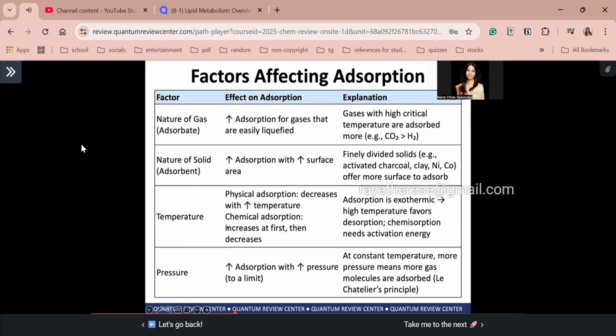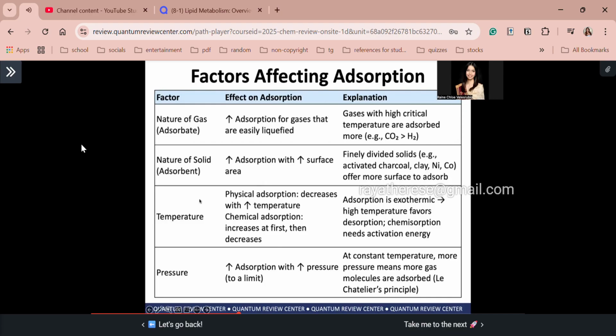Ayan. So, in general, these are the factors that affect adsorption. So, first is the nature of gas, which is your adsorbate. So, its effect on adsorption is increasing for gases that are easily liquefied. Okay? So, pag easily liquefiable yung gases nyo, syempre guys, mas madali siyang ma-adsorb ng solid. Okay? Therefore, gases with higher critical temperatures are adsorbed more. So, that's why carbon dioxide is more adsorbed than H2.